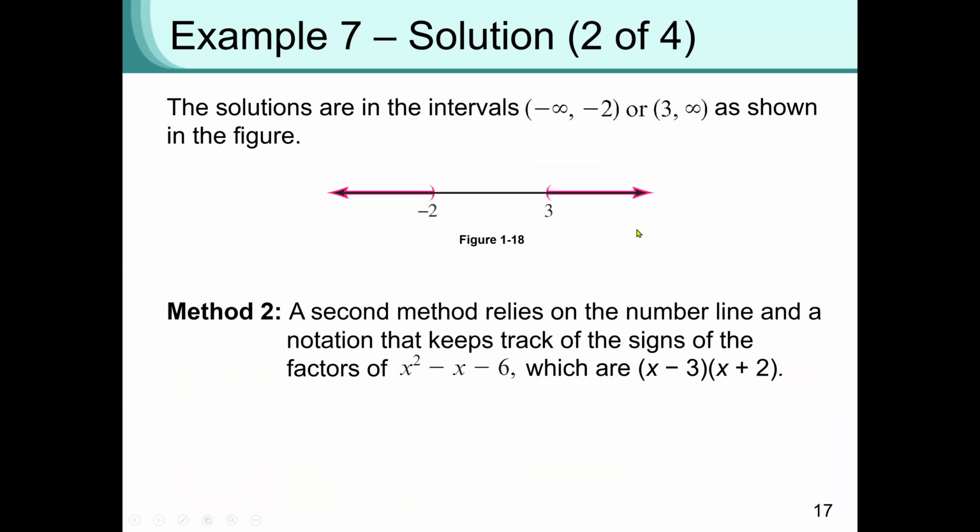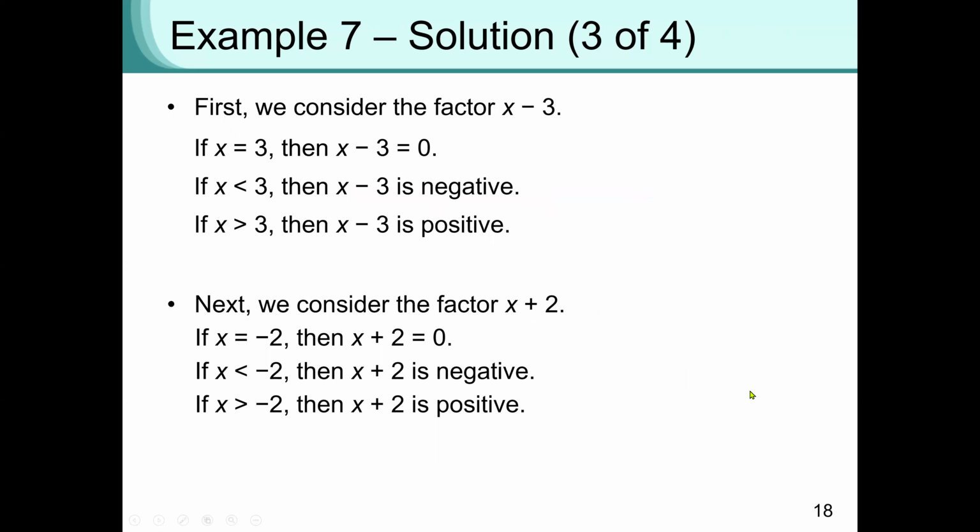Now, there's another method that we can use, which we said here, method 2. A second method relies on the number line and a notation that keeps track of the signs of the factors of s² minus s minus 6. So we know first we factorize s² minus s minus 6 to be s minus 3 times s plus 2. So first we consider the factor s minus 3. When s minus 3 equals 0, we get 3, as we saw earlier.